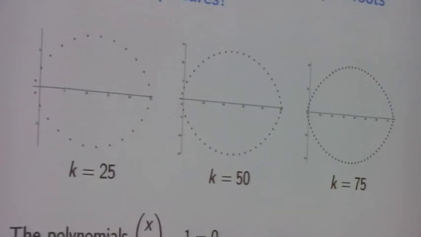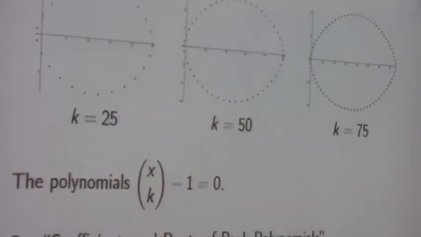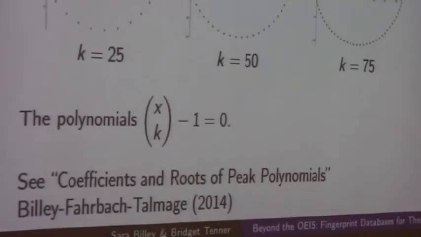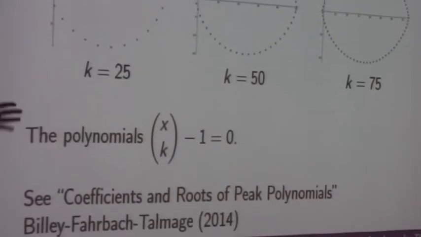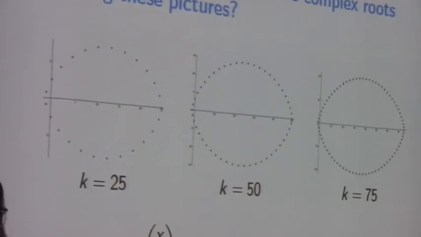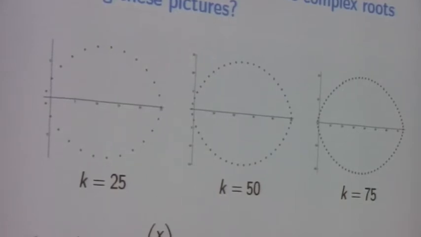This is just the polynomial x choose k minus 1. How did we not know that? I asked so many people, what is this sequence of pictures of? Well, this came up in a recent paper that I'm doing with some REUs, coefficients and roots of peak polynomials, where peak polynomials comes up in terms of permutations and the number of permutations for the given peak set.